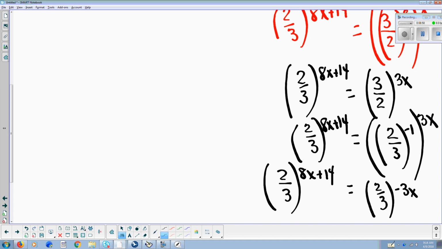Now do the bases match? Yes. And since the bases match, we can let the exponents equal each other. So we can say that 8x plus 14 has to be equal to -3x. And this is the equation that we finally solve.